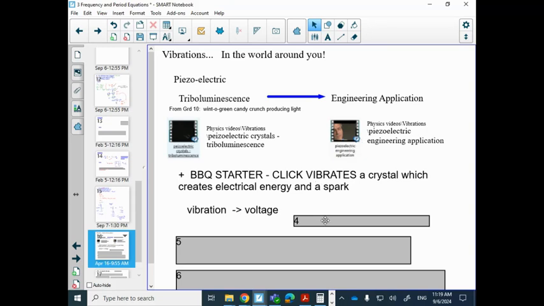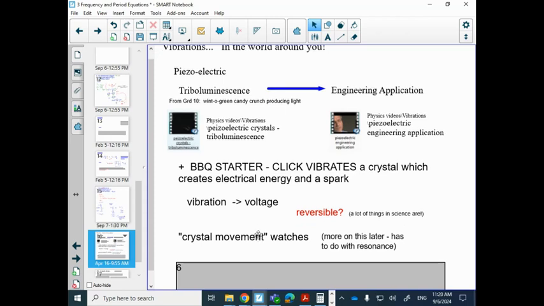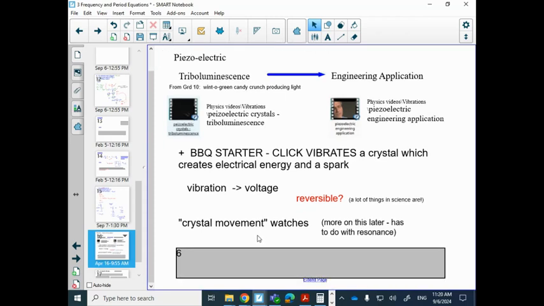The idea of the next thing is to say, okay, well, what about reversibility of this? That would mean if we put a voltage on a crystal, it'll actually vibrate, right? A ton of things in science are reversible, and so it leads to new inventions sometimes. This was discovered that vibrations make the light and then eventually voltage. And then someone said, wait a minute, we can actually put voltage on a crystal, and it'll make it vibrate. That's how so-called crystal movement watches work.